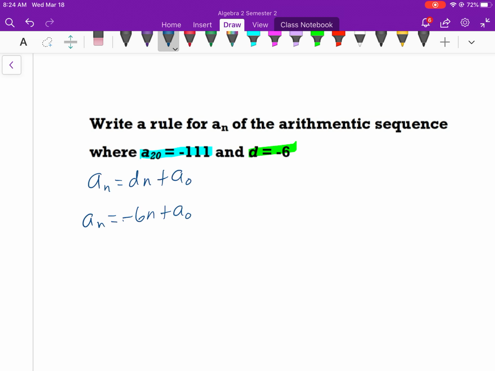Now, I have the 20th term in the sequence. Let's say a0 is there, a1. I have a20.